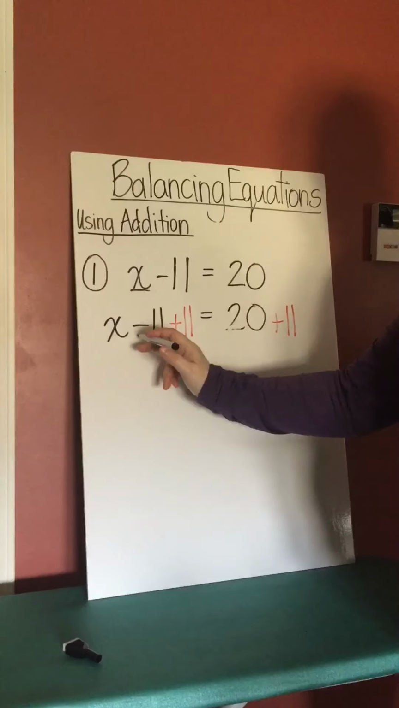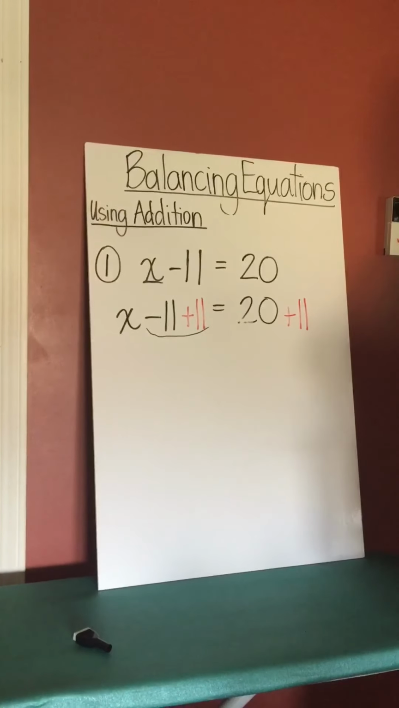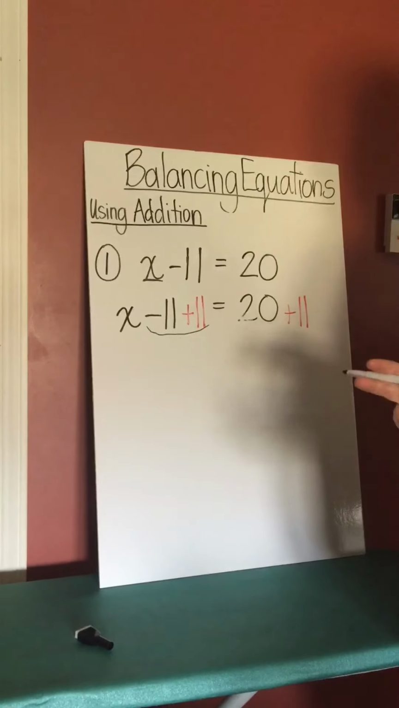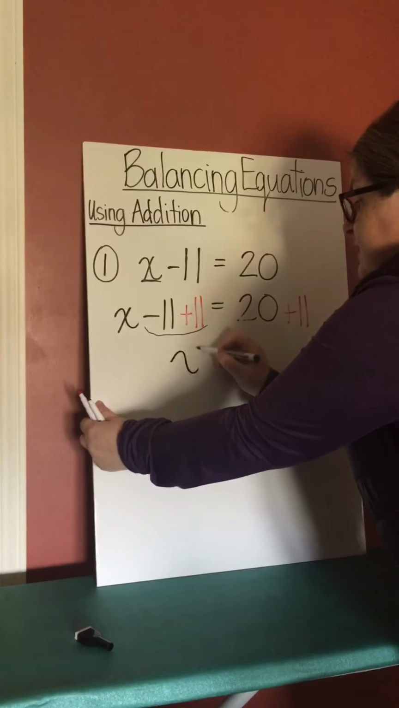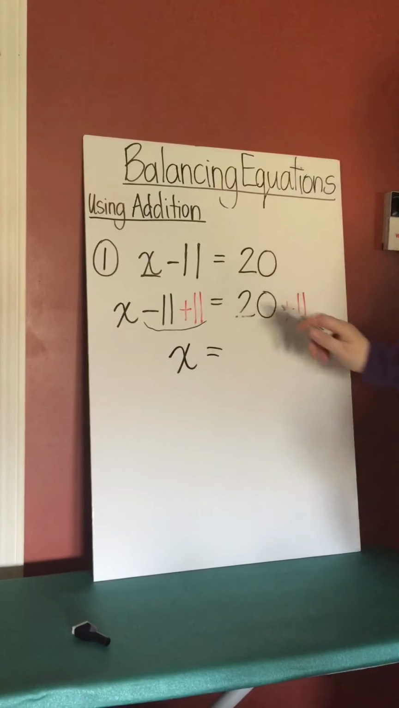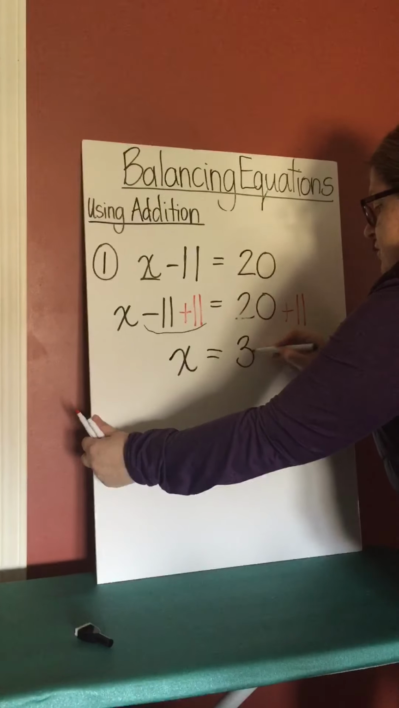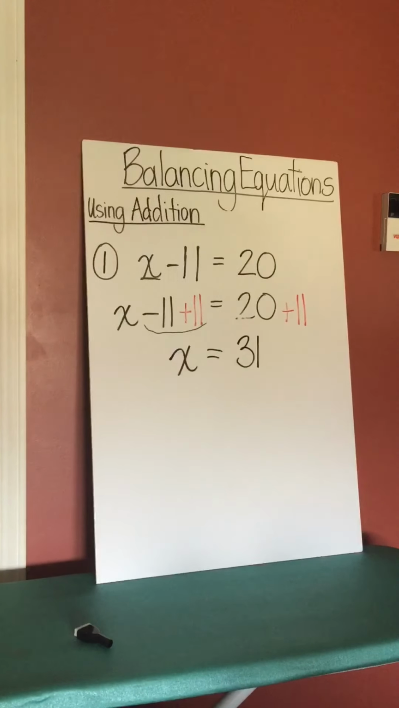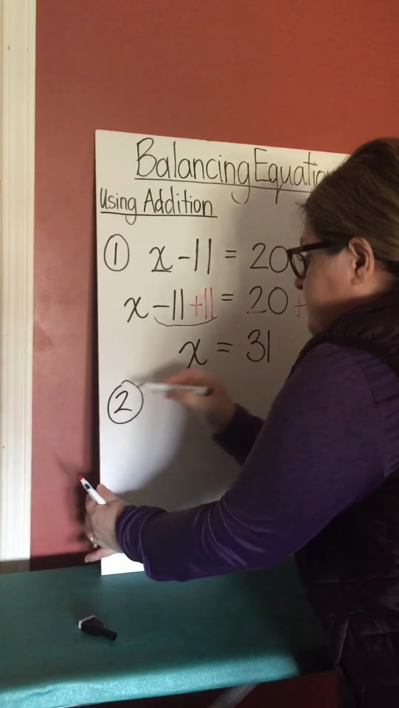So when we do that, you'll notice here that negative 11 plus 11 will cancel itself out and will give you 0. So we have x and then a 0. So x, again, lining up our equal signs in a column. And then we have 20 plus 11, which gives us 31. Okay, we're going to move right on in to example number 2.